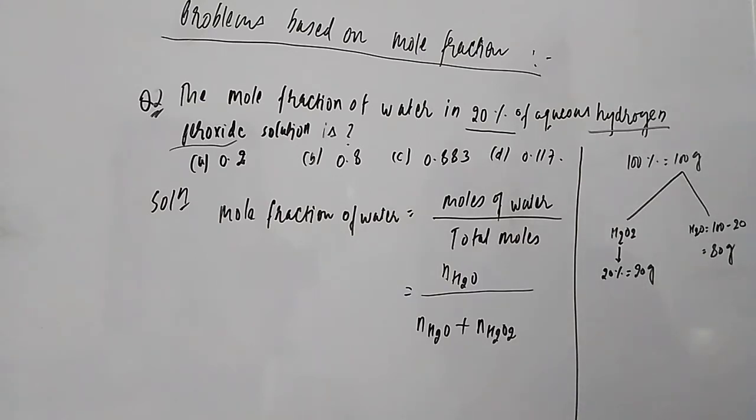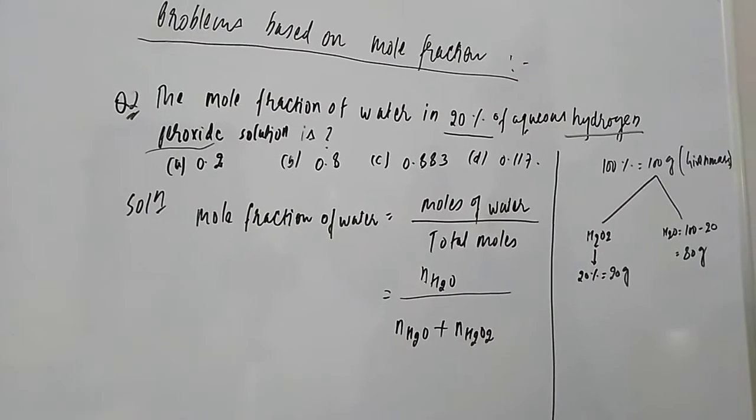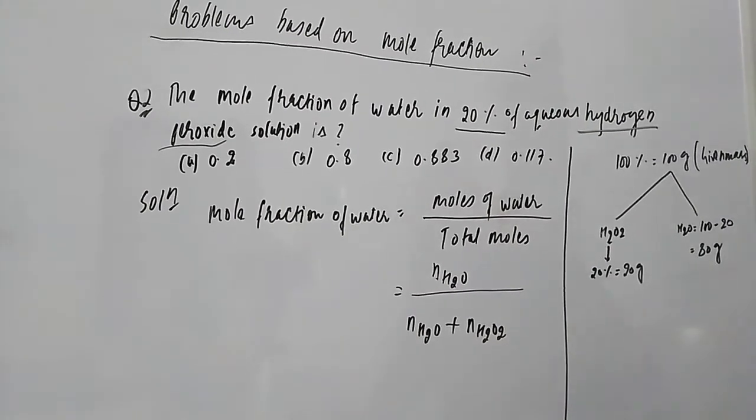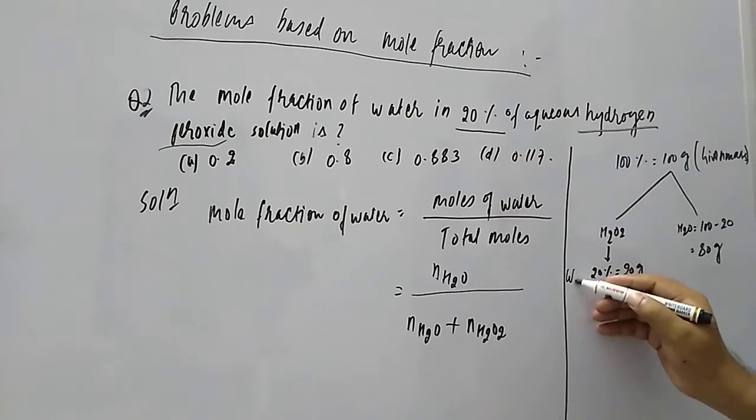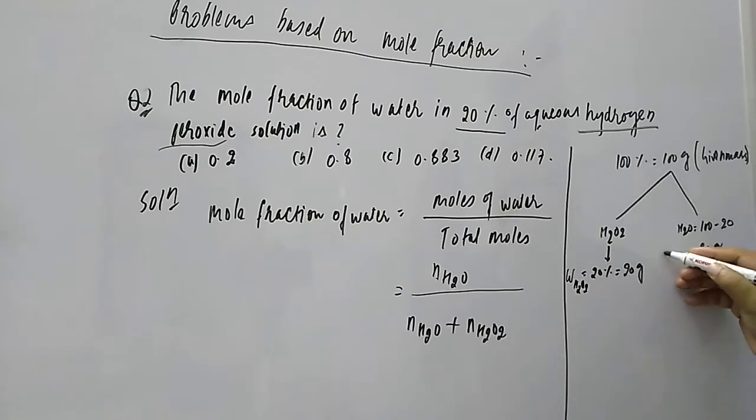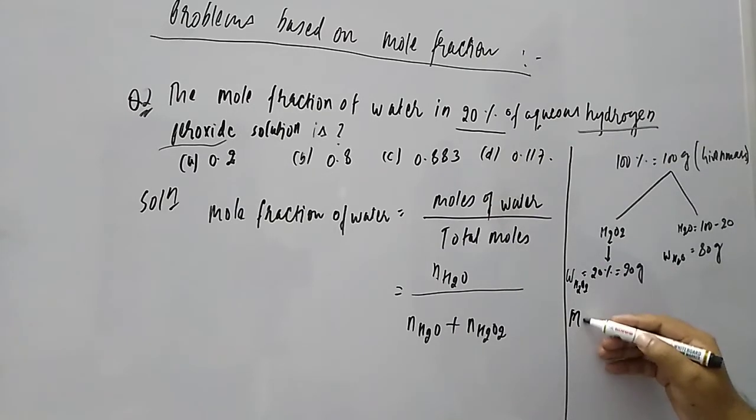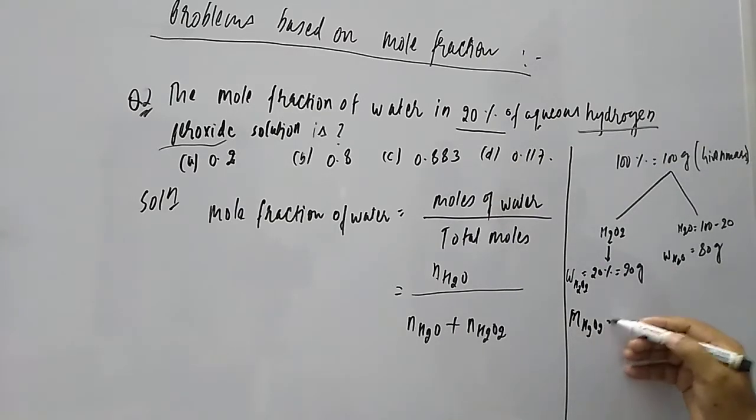These are the given masses. Now we need the molar mass. After the given mass, the second thing is the molar mass. So we have WH2O2 and WH2O. Now the molar mass, if you talk about molar mass of H2O2, and here is what?